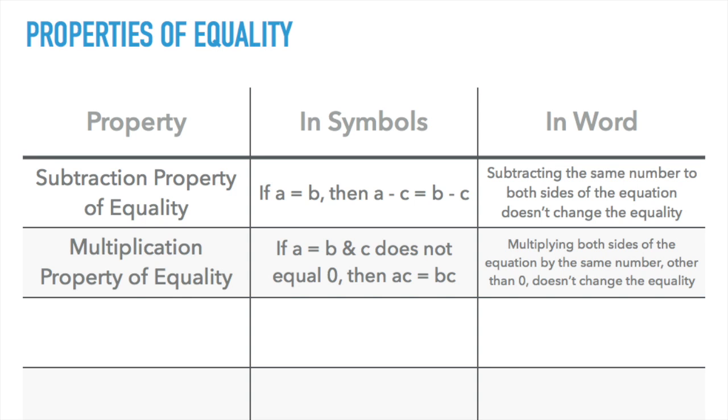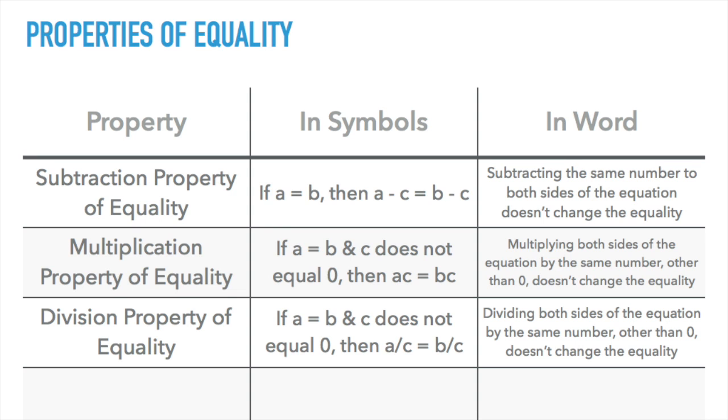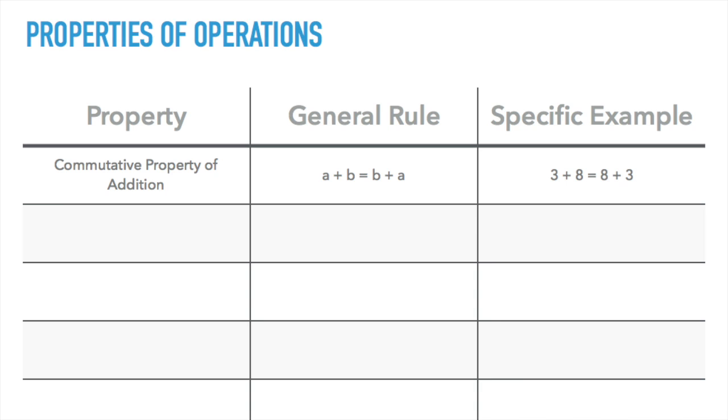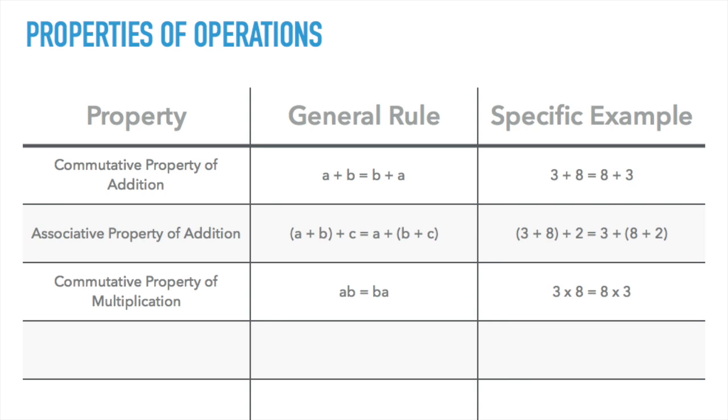Our sixth property of equality is the multiplication property of equality. If A equals B and C does not equal 0, then that means A times C equals B times C. In words, it means that multiplying both sides of the equation by the same number other than 0 doesn't change the equality. So if the left side equals the right side, and you multiply both sides by the same number, it doesn't change the fact that the left side equals the right.